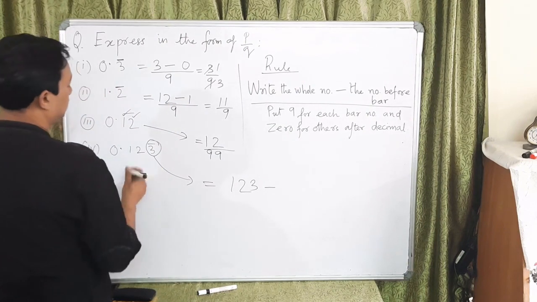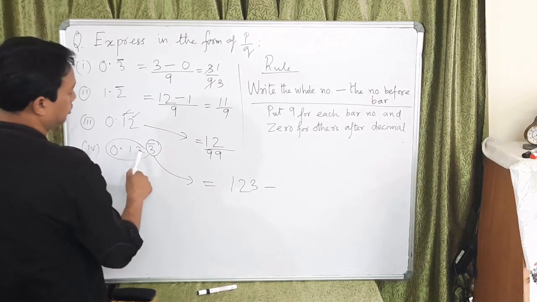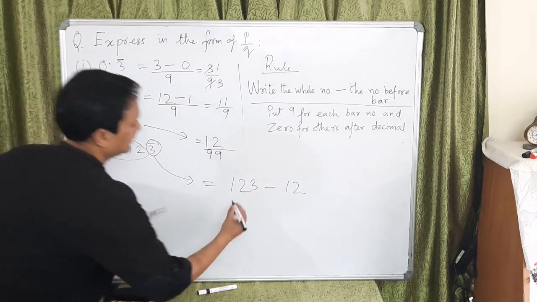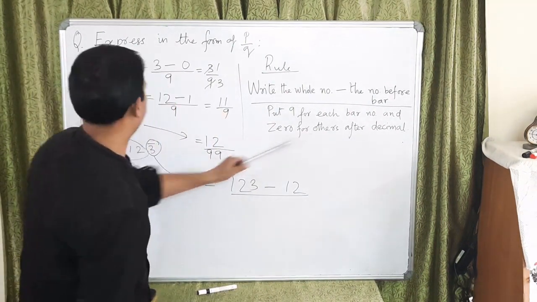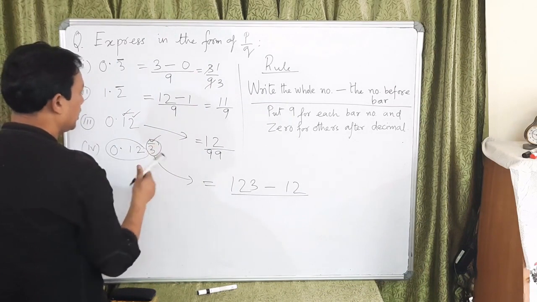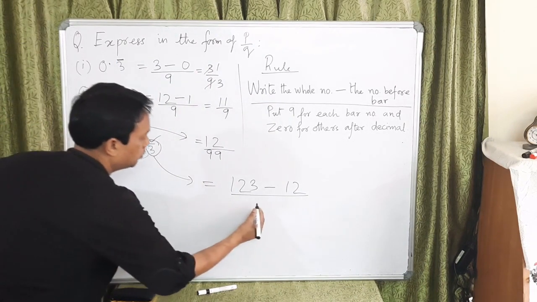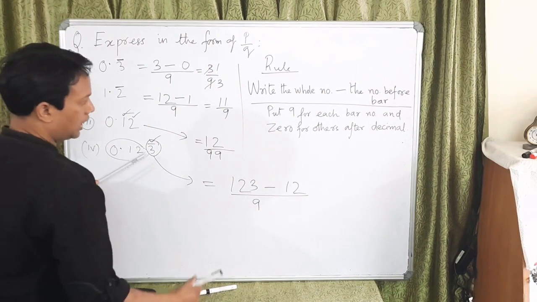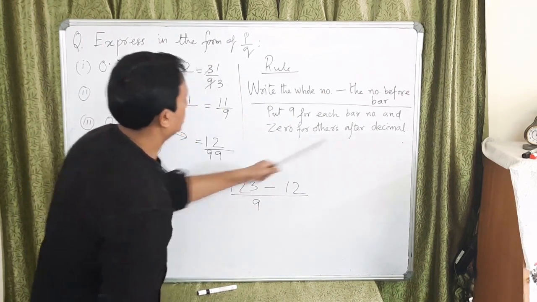So before the bar, this is the bar. Before the bar, this is the number, 0.12, which is 12 only. So without looking at the decimal, this is 12. Now, put 9 for each bar number. How many bar numbers? We have only one digit under the bar. So we'll put only 1 nine. If there are 2 digits under the bar, we'll put 2 nines.